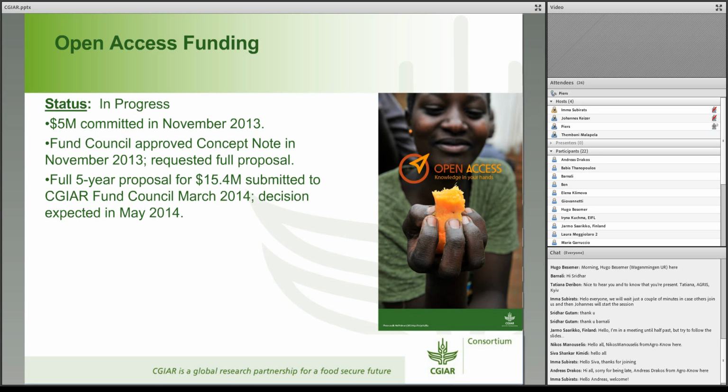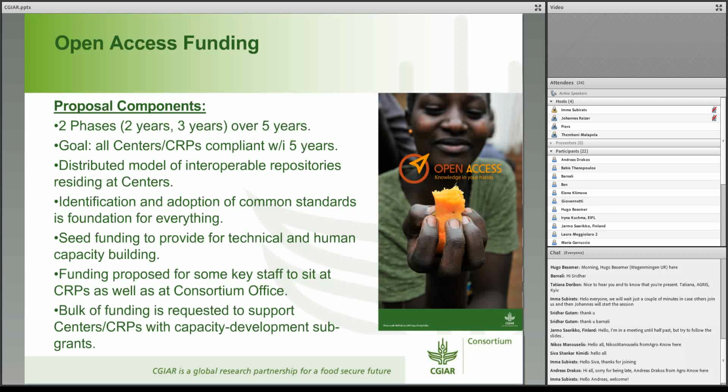And as I mentioned, it's a distributed model of interoperable repositories residing at centers that would then be able to be harvested up to a metadata repository. The funding that we're talking about would help support the centers, the research programs, and partners to do certain elements of open access compliance, and we see these as grants. It would also go towards some staffing who would sit in our research programs or centers to help coordinate, and also to some of the platforms. But the bulk of the work and the bulk of the funding is actually for centers and CRPs and partners for these subgrants.